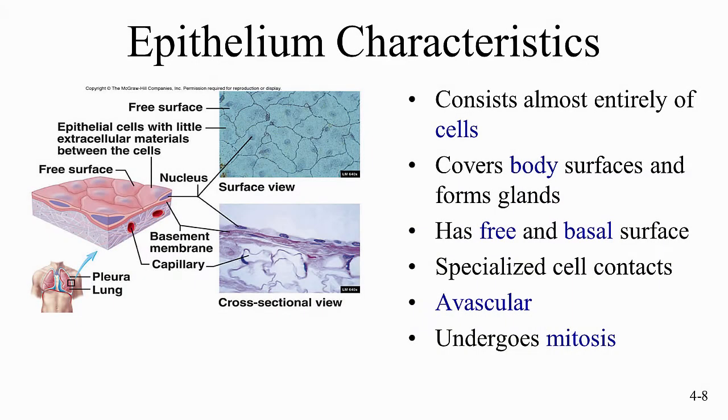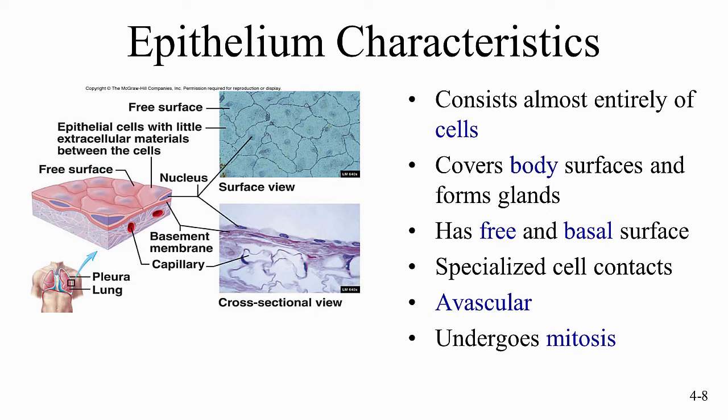In this lecture, we're going to take a look at epithelial tissue. First, let's look at epithelial characteristics. Epithelial tissue consists almost entirely of cells. In other words, there's no filler material, nothing gapping or in between the cells. The cells are butted up right against each other.